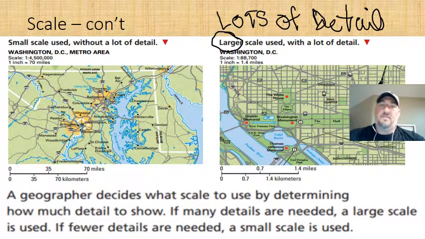So it's almost as if, think of it as you're zooming in on the map. So here we have the Washington, D.C. metro area, and then the city of Washington, D.C. itself, and we can see more detail with the streets and where some of the monuments are located.